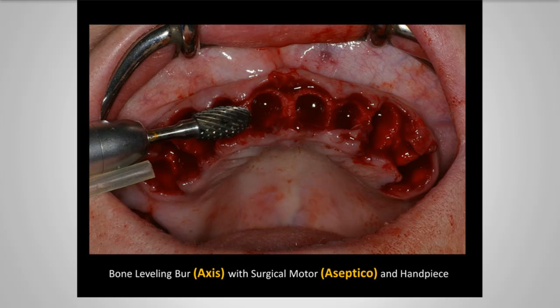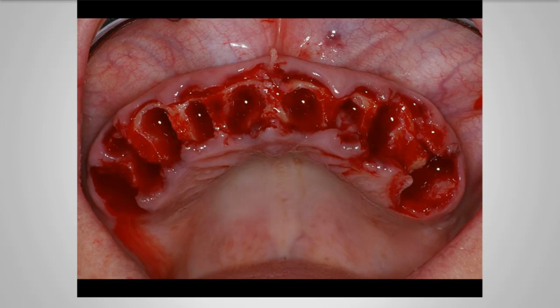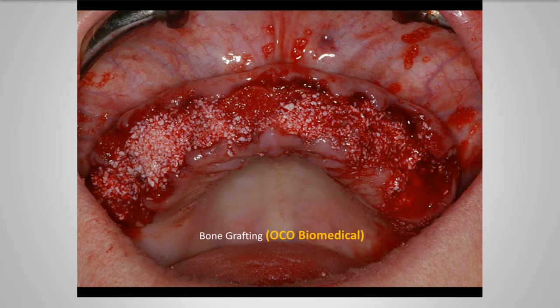I make sure that I use copious amounts of sterile irrigation, and by removing these sharp tines of interdental bone, we find that patients complain of their immediate dentures much less than if we don't remove these sharp tines of bone. So routinely I will reflect a flap, reduce these sharp areas of bone, check it with my finger and confirm that they are smooth, and then I will go ahead and graft the areas.